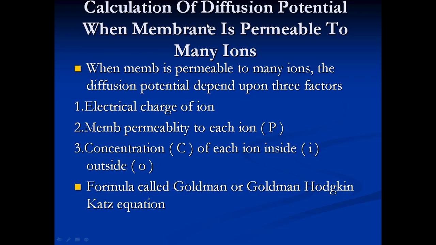Now the calculation of the diffusion potential when the membrane is permeable to so many ions. The human cells are permeable to so many ions. So when the membrane is permeable to many ions, the diffusion potential depends upon three factors. Number one is the electrical charge of the ion, then the membrane permeability for that particular ion expressed as P, and the concentration of each ion inside and concentration of that particular ion outside. Now this is expressed by another equation which is called the Goldman equation or Goldman-Hodgkin-Katz equation.